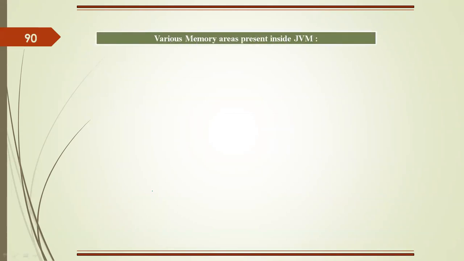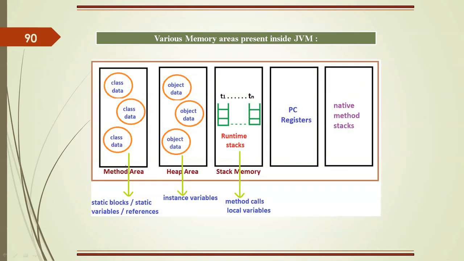So this is the important part, guys. Come down, this picture is very, very clear. In the JVM we have five types of memory: method area, heap area, stack, PC register, and native method stack area. In the runtime stack we store local variables. In the heap area we store instance variables. In the method area we store the static block, static variables, and reference variables. The heap area only stores instance variables, and the stack memory stores the method calls.